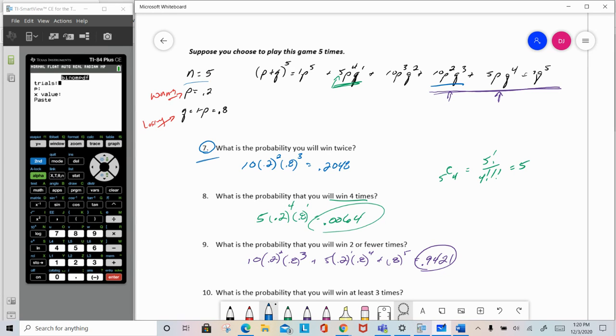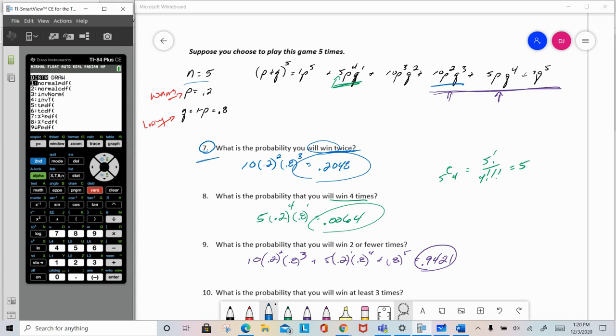I'm going to do number 7 first. We have 5 trials. P is the probability of success, which is 0.2. Notice the calculator does not ask you for the Q value. It does not ask for the 1 minus P value. It figures it out all by itself. Okay, and then the X value, the question is, what's the probability that we will win twice? So my X value is 2. Paste, enter, 0.2048.